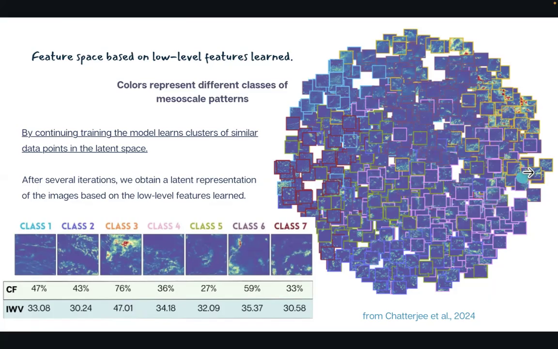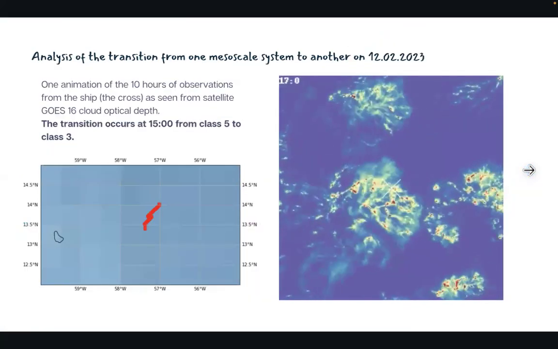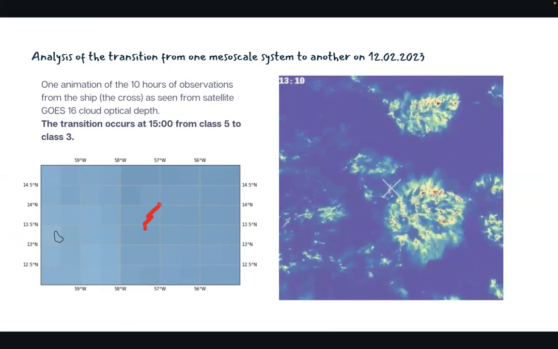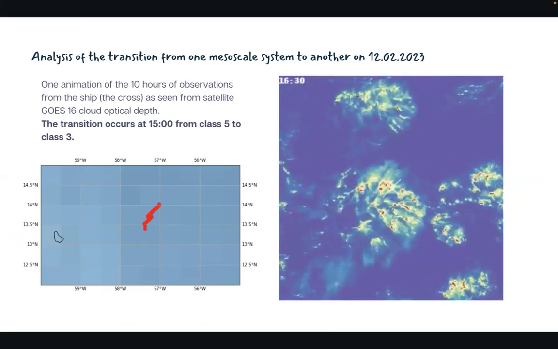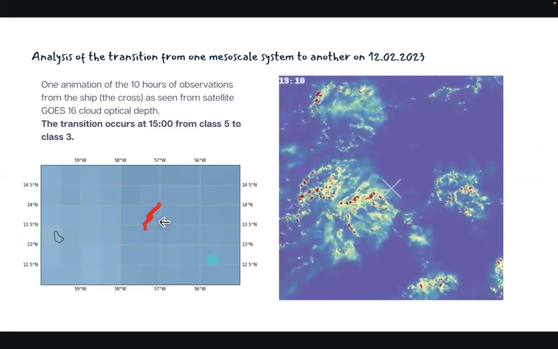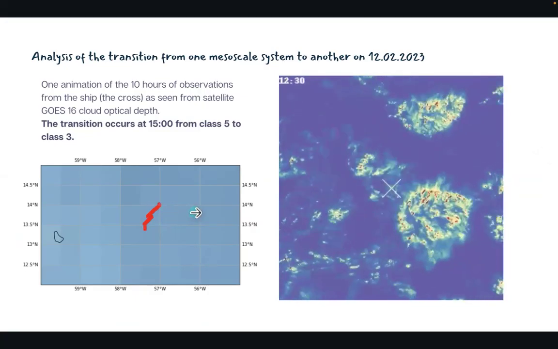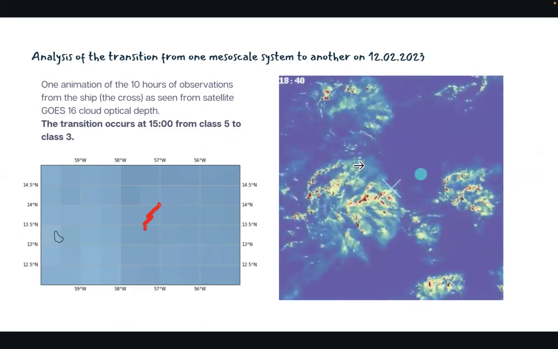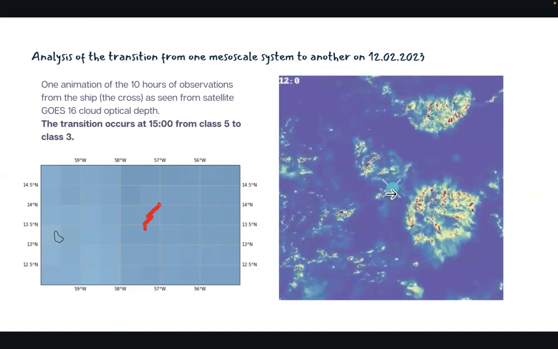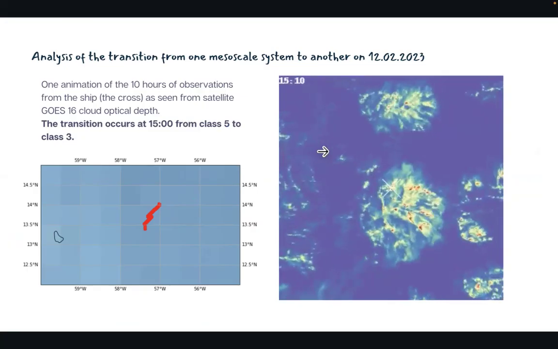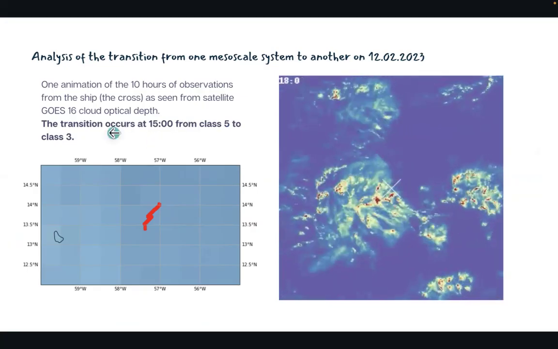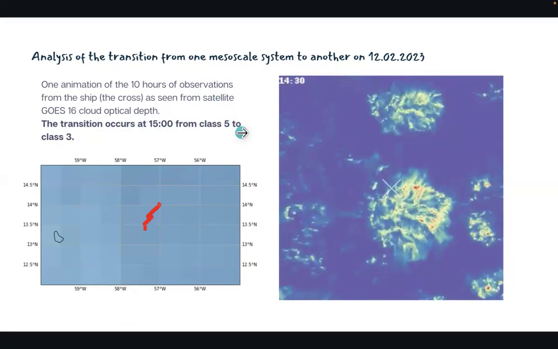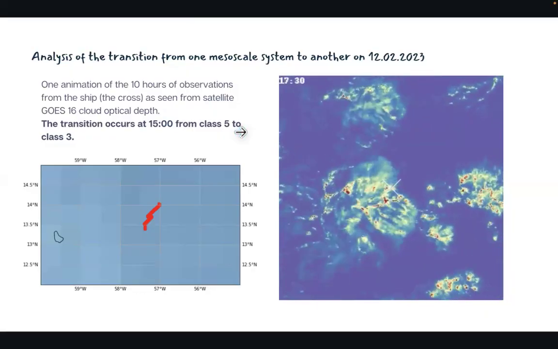Okay, let me make an example of this evolution. So what we did, we put together the ship-based observations and the satellite observations. We cropped satellite images on the ship track while the ship was moving from this point to this other point. And the ship was, by construction, always in the center of the image. And here you see the evolution of the satellite images with the ship in the middle over the 10 hours in which we were observing this transition. And here you can see that we know from the classification that at 15 o'clock in the afternoon, there is a transition from class 5 to class 3.